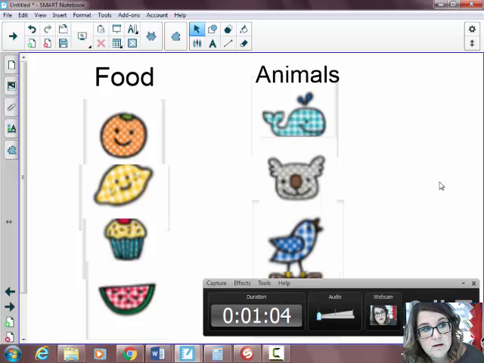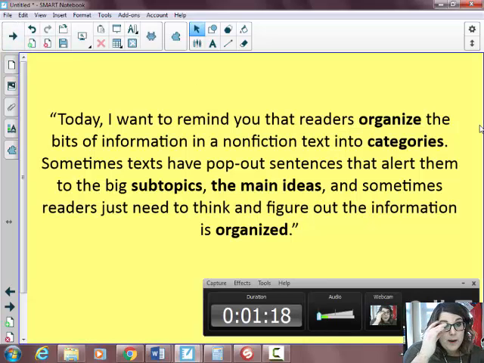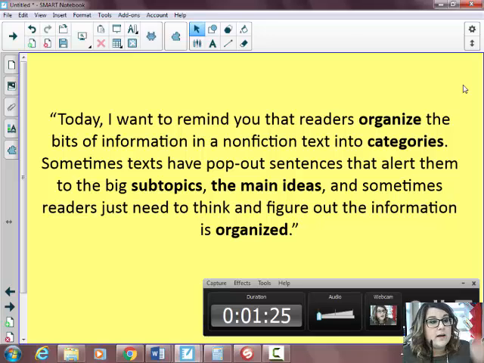Oftentimes when we're reading books, especially information or nonfiction books, remembering what the text said or understanding the text becomes a lot easier when we organize it into categories, just like with these pictures here. So today, I want to remind you that readers organize the bits of information in a nonfiction text into categories. Sometimes texts have pop-out sentences that alert them to the big subtopics, the main ideas, and sometimes readers just need to think and figure out how the information is organized.